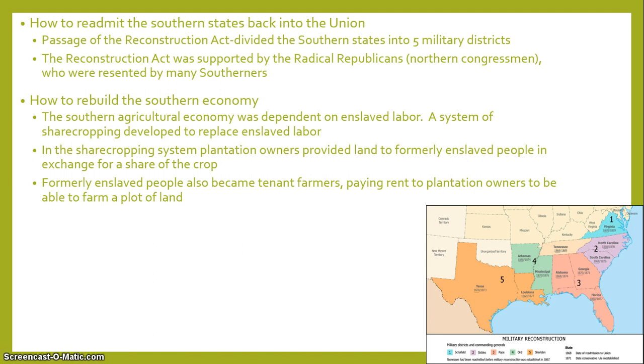So the first thing is we see the Reconstruction Act, and it basically divided the Southern states into 5 military districts. You can see down here at the bottom. These 5 districts were controlled by military rule, and these military governors would make sure that all these northern policies that were put in place, the Southerners respected and enforced.